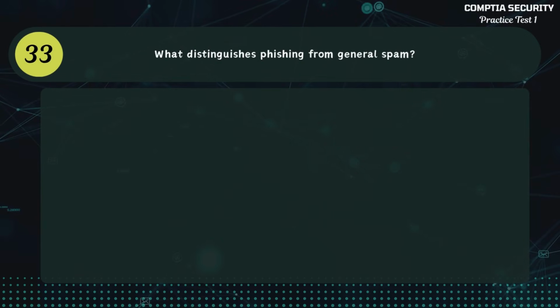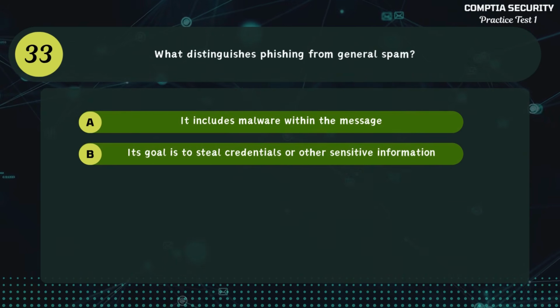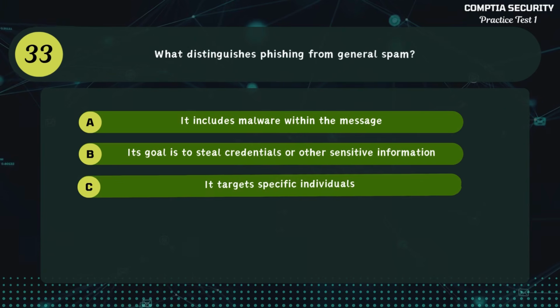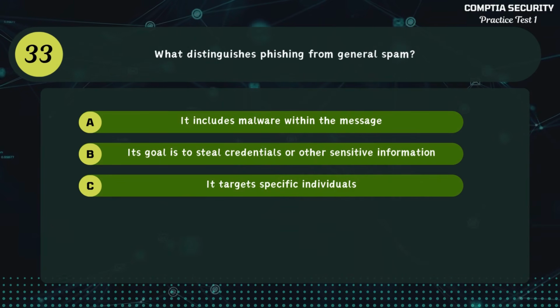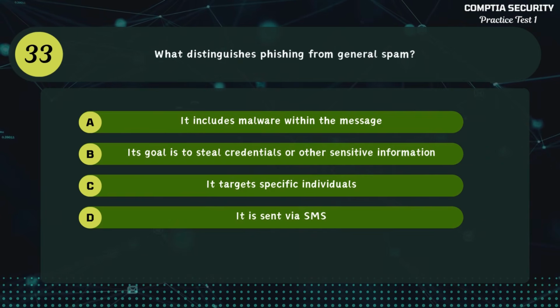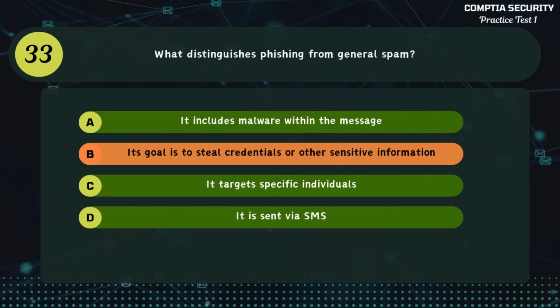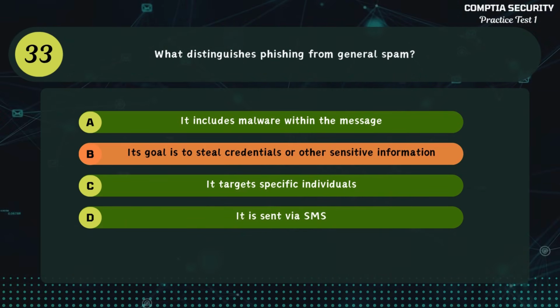Question 33. What distinguishes phishing from general spam? A. It includes malware within the message. B. Its goal is to steal credentials or other sensitive information. C. It targets specific individuals. D. It's sent via SMS. Correct answer B. Its goal is to steal credentials or other sensitive information.